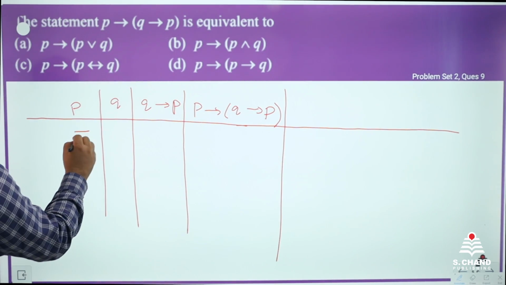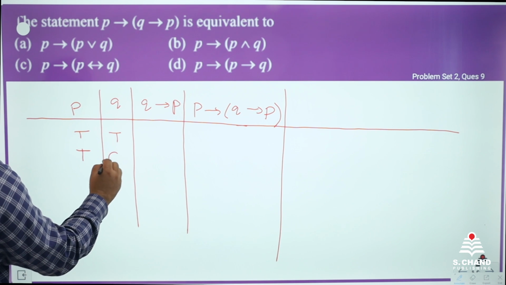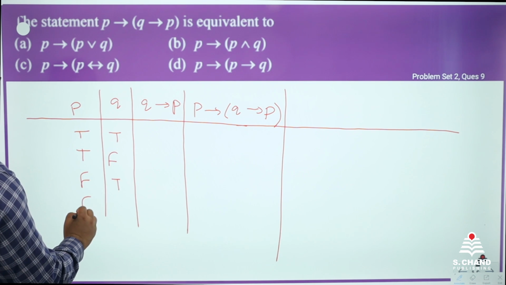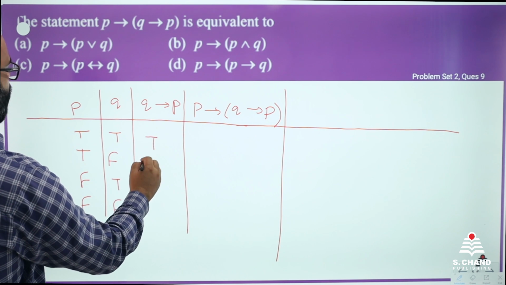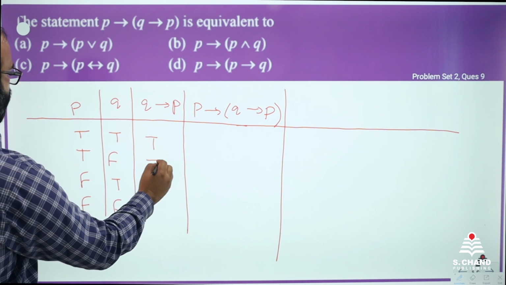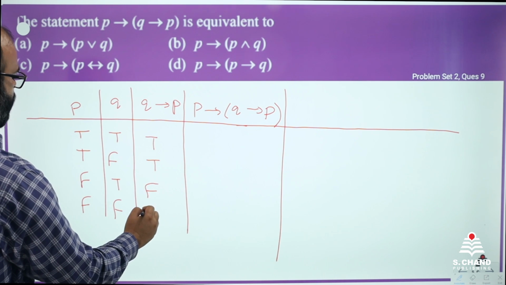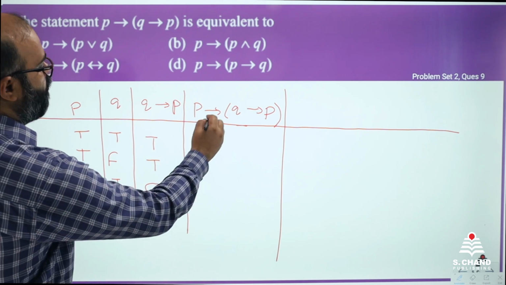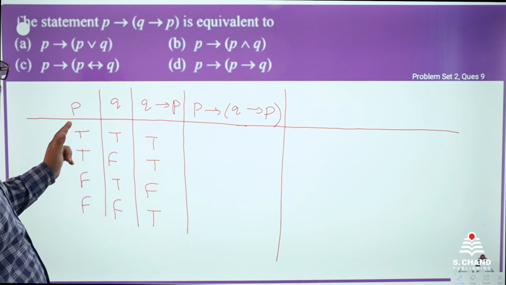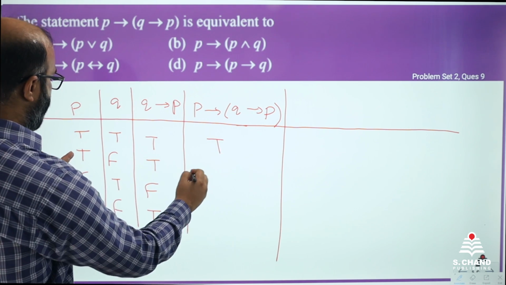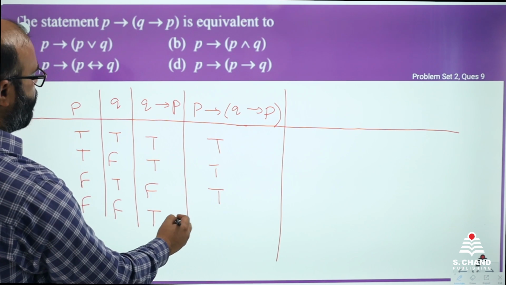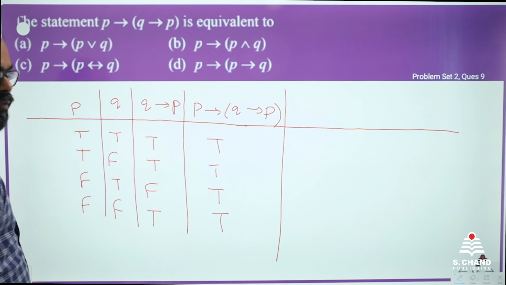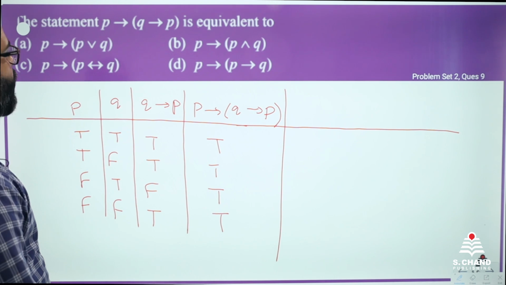So this will be true, this will be true, true, false, false, true, false, false. Now Q implies P will be true, this will be true, this will be false, this will be true. Now P implies Q implies P. So this will be true, this will also be true, this will be true, and this will be true, of course. False to true is true in implication.